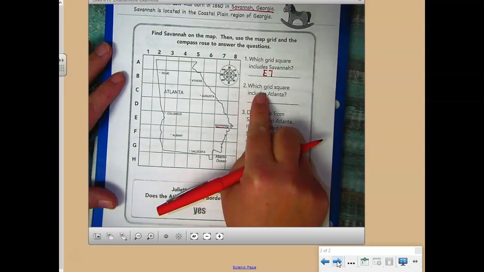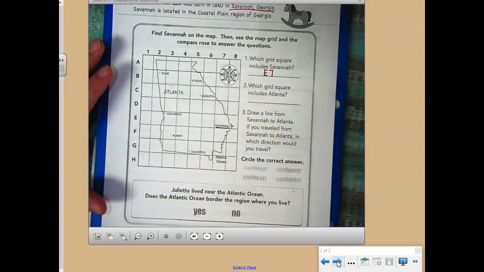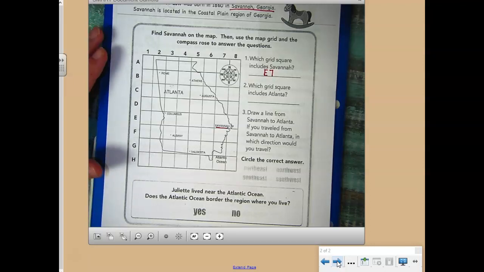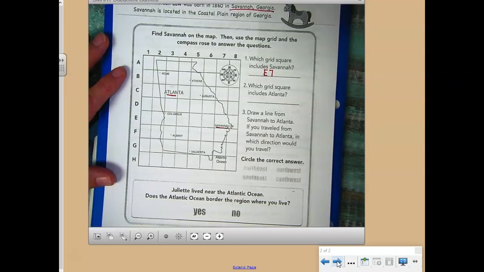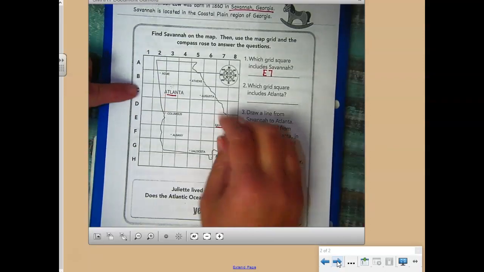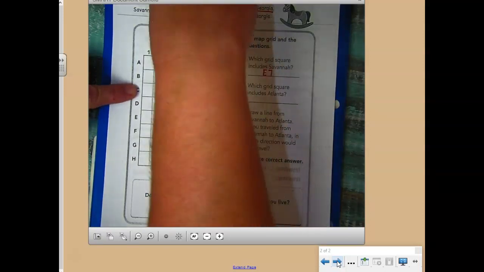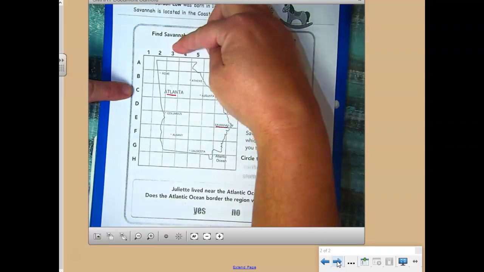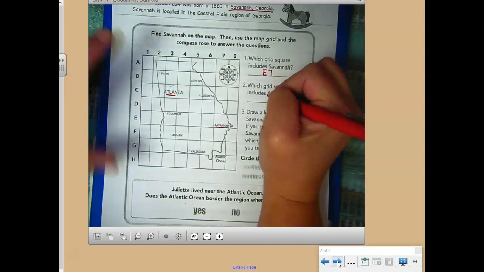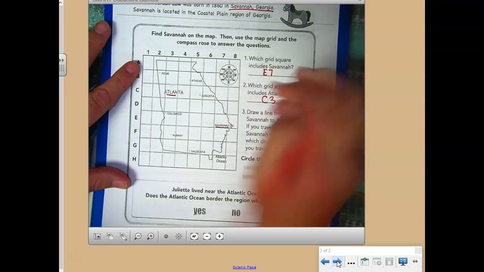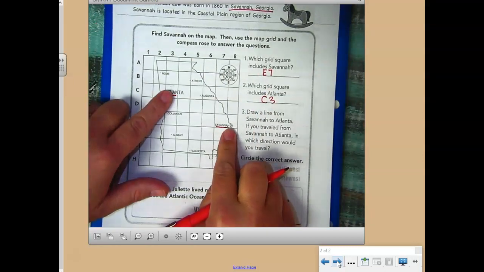Number 2, which grid square includes Atlanta? So Atlanta is the capital of the state of Georgia. Where do you see Atlanta? Right here is Atlanta. So it's in this grid square. All right, so to find Atlanta, we go over and up. So we are at C3, go back and match it up, it is C3, so Savannah and Atlanta are not close to each other.